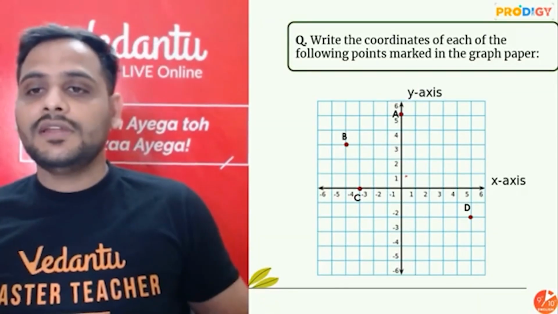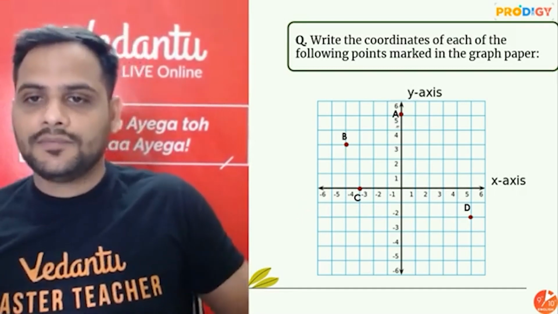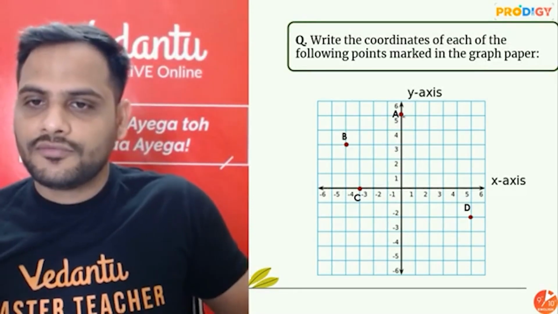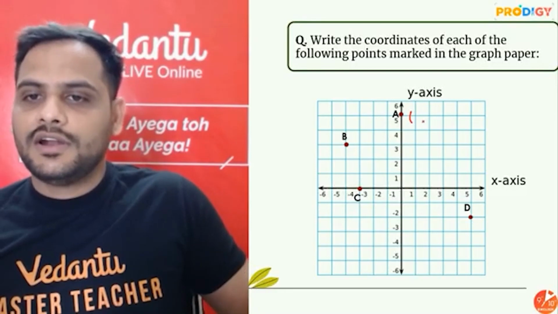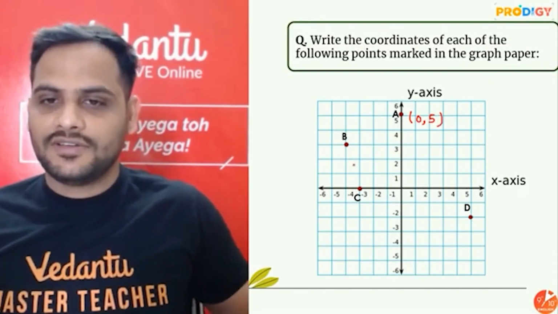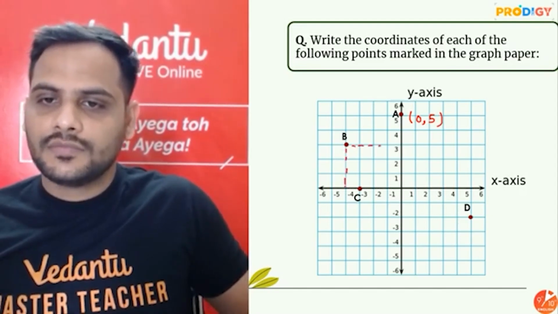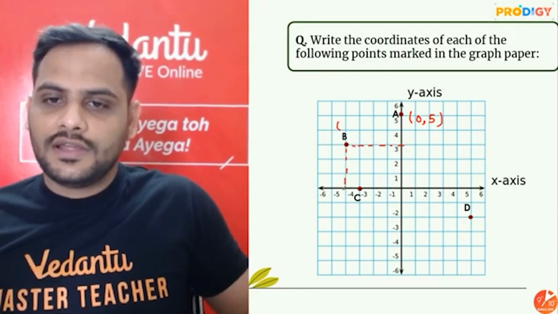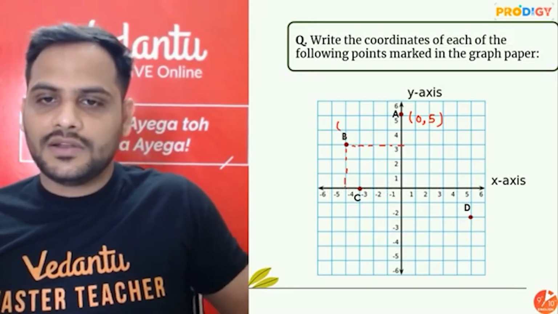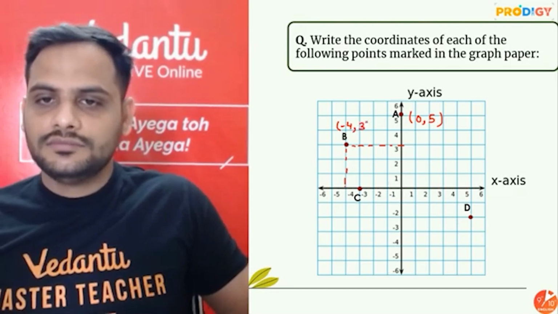Easy. Next, write the coordinates of each of the following points in the mark paper. अब चलो A पे करते हैं. Since A is present on y-axis, तो देखो 1, 2, 3, 4, 5. तो y coordinate तो 5 है, and I know x coordinate will be 0. So 0, 5. For B, drop the perpendicular on both. First write x coordinate. X coordinate is -4, comma, y coordinate is 3.